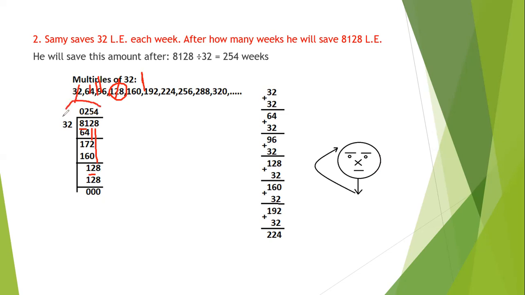Please don't forget to check your answer. Multiply the quotient by the divisor.